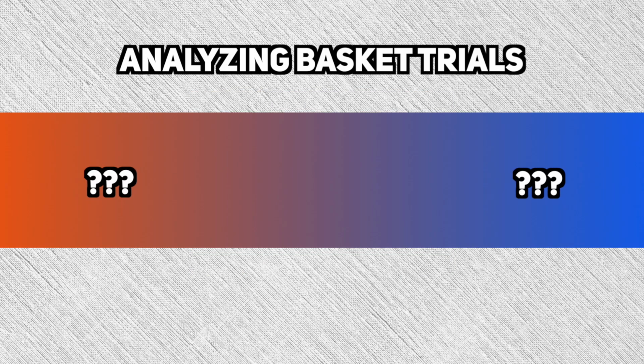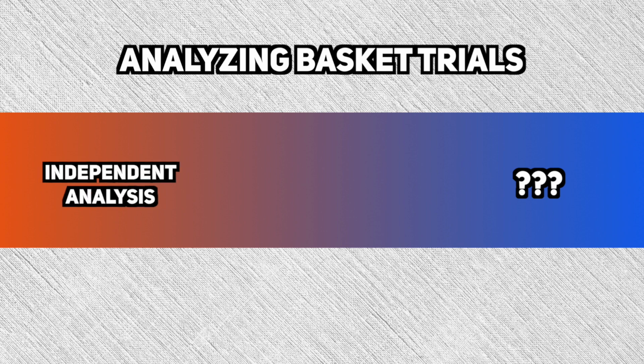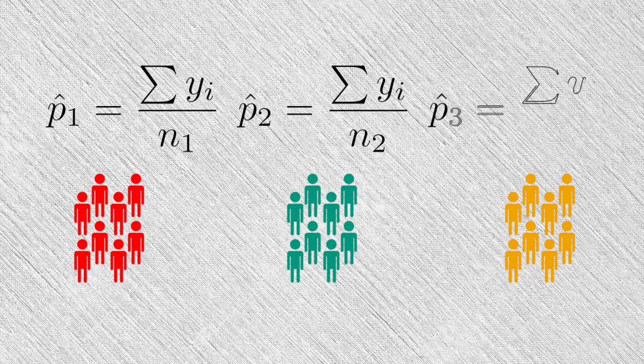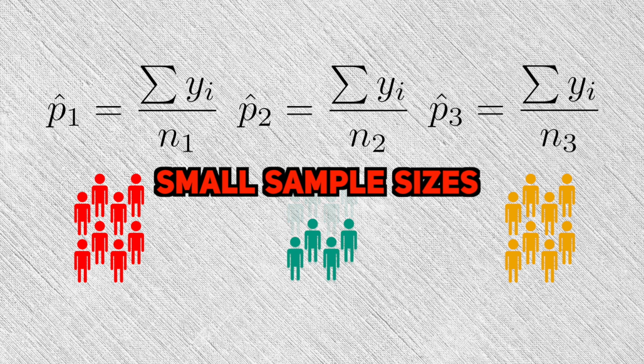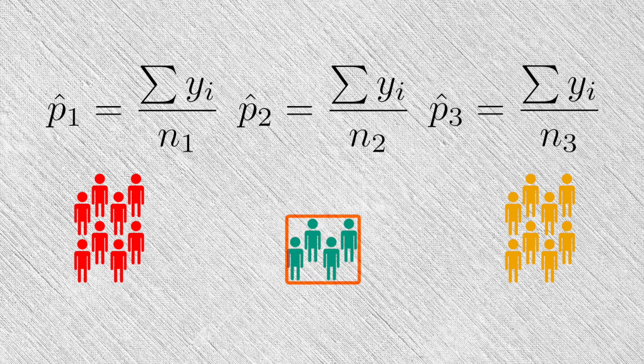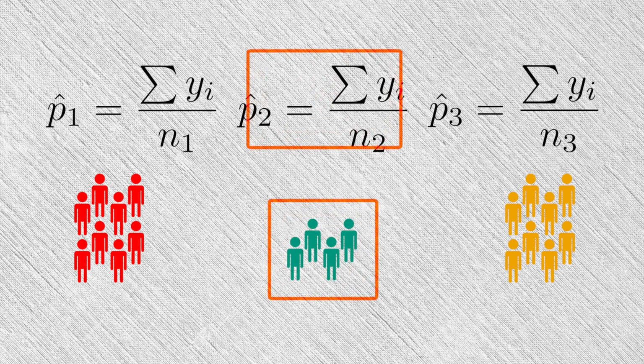One way to estimate the response rate is to do an independent analysis, where the data for each group is used alone to estimate a rate for each basket. One weakness of this approach is that it's vulnerable to small sample sizes. This is especially true with cancers, since some can be very rare. Small sample sizes usually result in bad estimation.